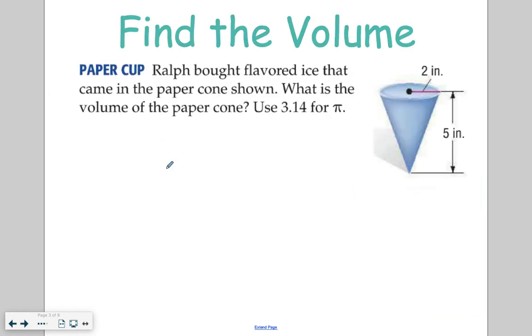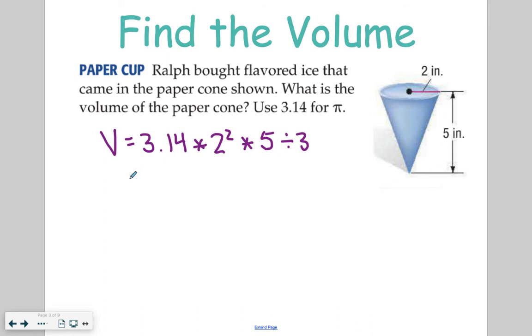So our first example here: Ralph bought a flavored ice that came in a paper cup, shown over here. What is the volume of the paper cone? So I'm going to go ahead and set up and say my volume is equal to 3.14 times my radius. So I look at the circle, and my radius is 2 inches. So I'm going to multiply by 2 inches squared, and then times the height. So that's from my circle to that tip, so that's my 5 inches. And then that whole thing being divided by 3.